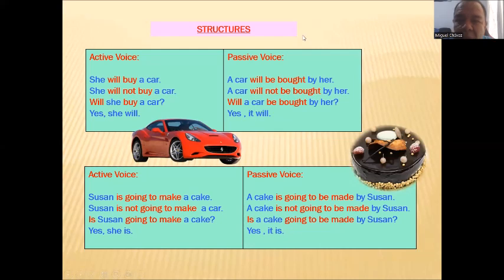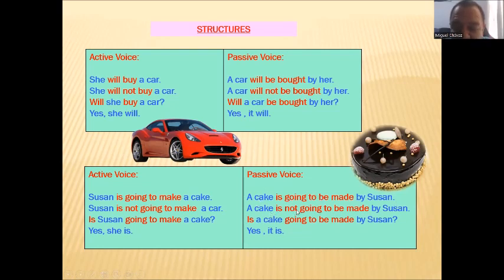To finish with our presentation, the passive voice can be found in affirmative, negative, or interrogative. Let's see these examples. A car will be bought by her. A car will not be bought by her. Will a car be bought by her? Yes, it will. With going to, a cake is going to be made by Susan.